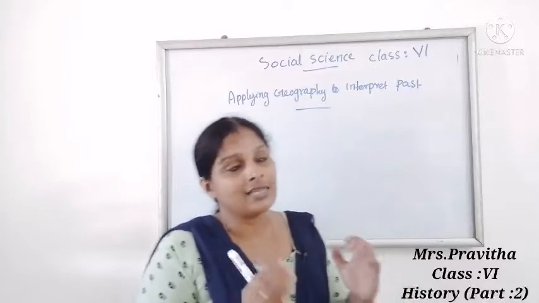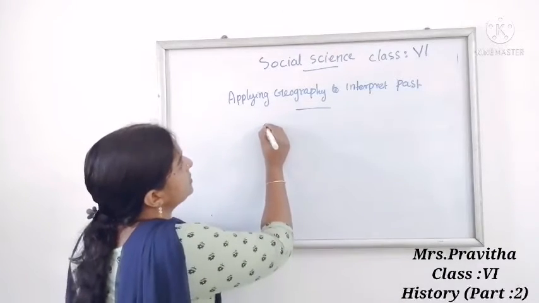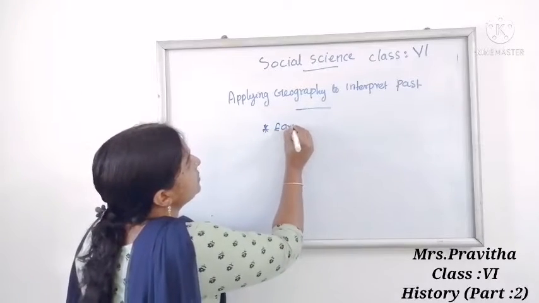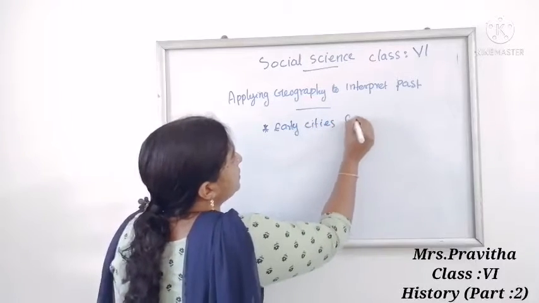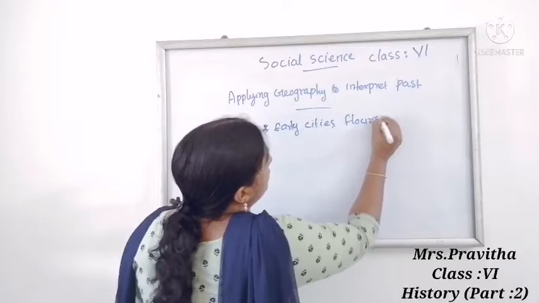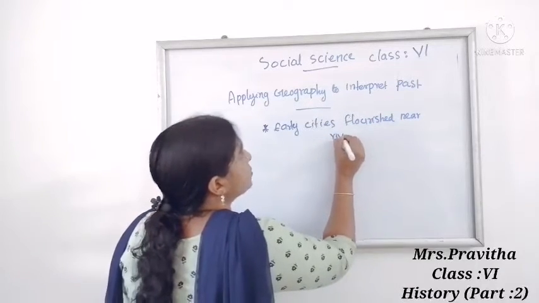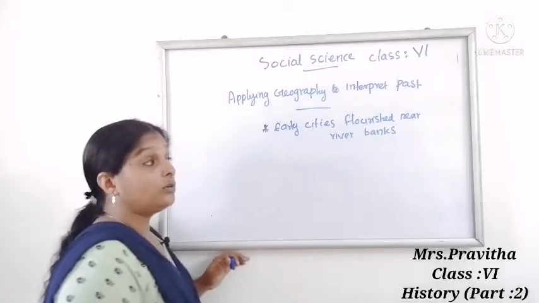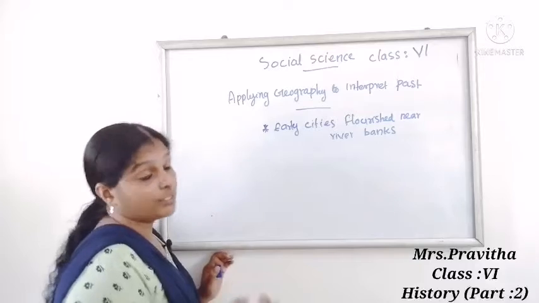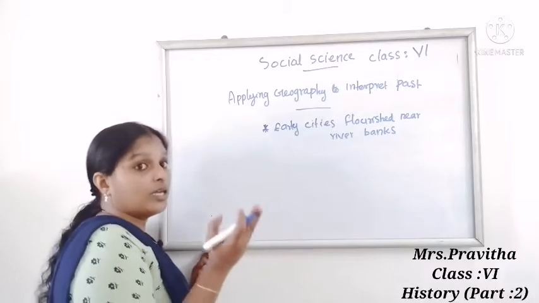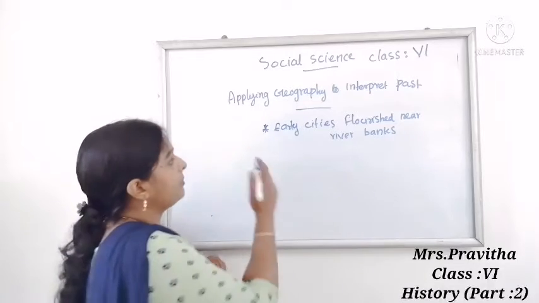Second example is the monsoon. The first one was early cities: where were they flourishing? Near river banks. Why? Water availability, fertile soil, suitable climatic conditions, so agriculture is possible. So many cities developed near the river banks.